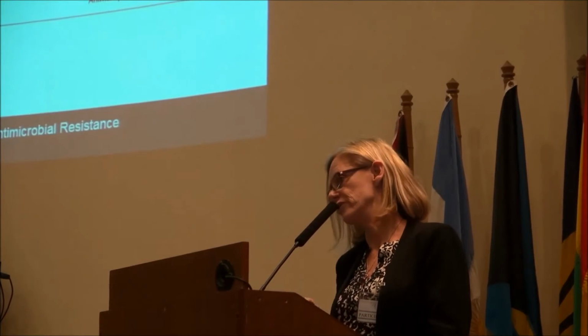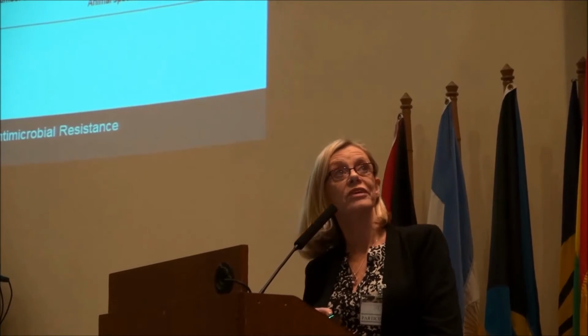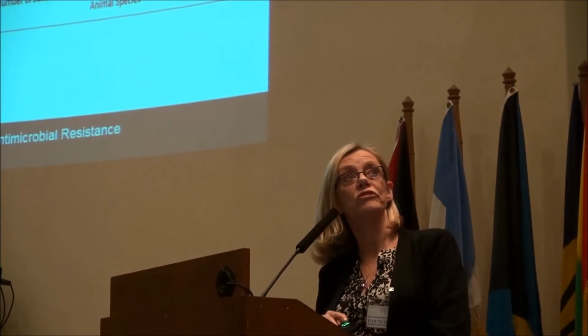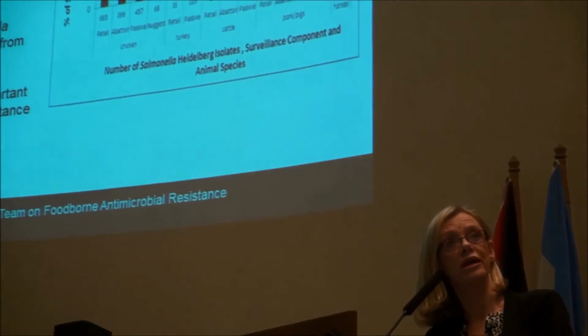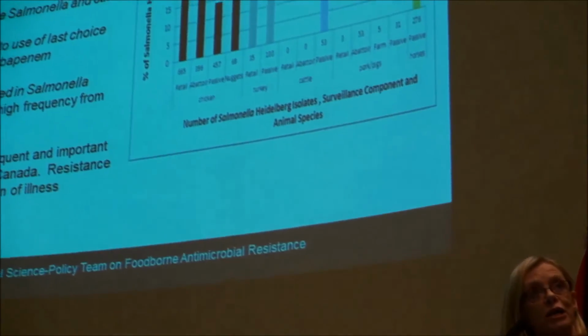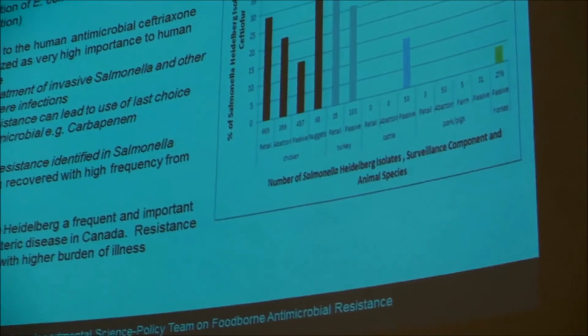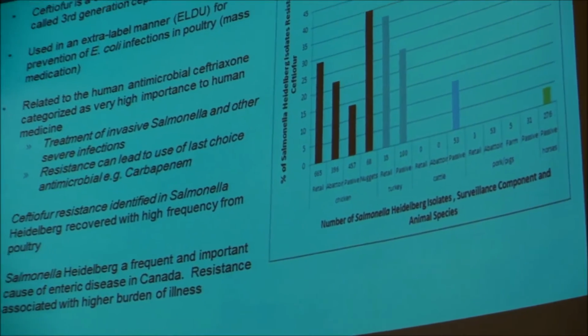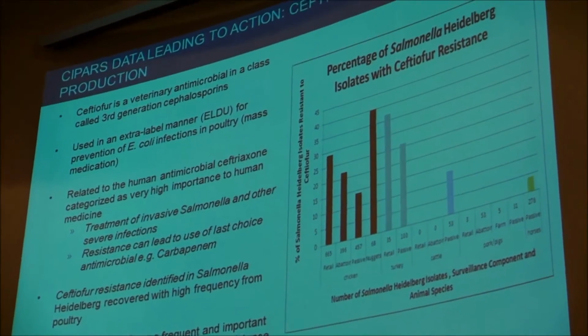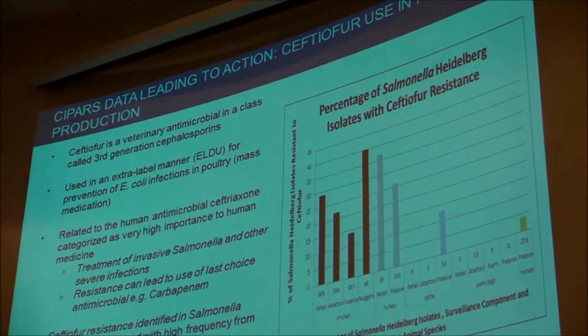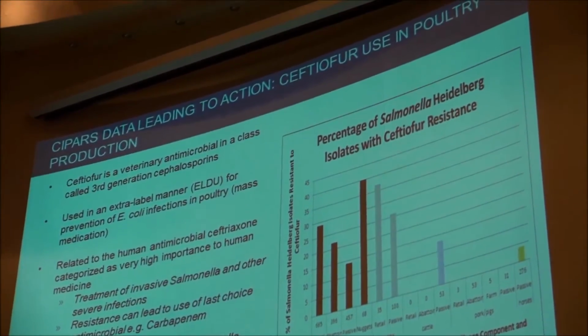So this is one of the stories that you may have heard of. It's related to the use of ceftiofur, which is the third generation cephalosporin used in animals, in food production animals as well as in companion animals. We know it's been used quite extensively in an extra-label drug use manner for prevention of E. coli in poultry, and so that's considered a mass medication.